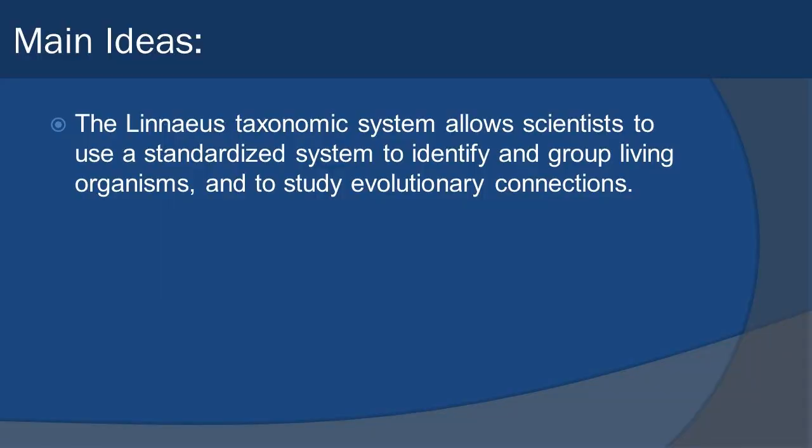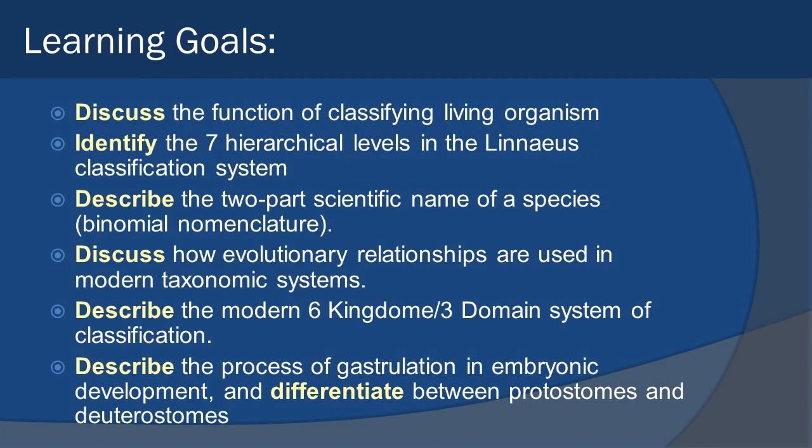But of course, our first big takeaway of this particular lecture: the Linnaeus taxonomic system allows scientists to use a standardized system to identify and group living organisms and to study evolutionary connections. Now, of course, along with that come lots of learning goals, everything from discussing the function of classification of living organisms all the way down to some of the embryological development that we're going to learn about later on. So once again, remember, these learning goals are things that you are responsible for knowing for future assessments.